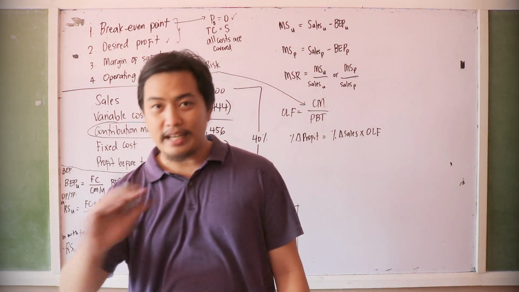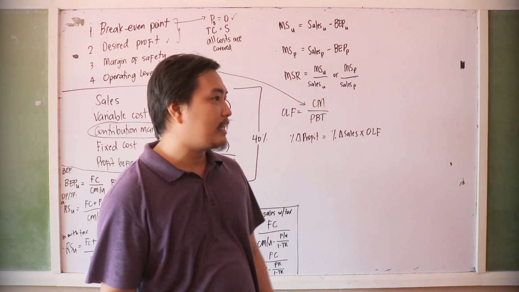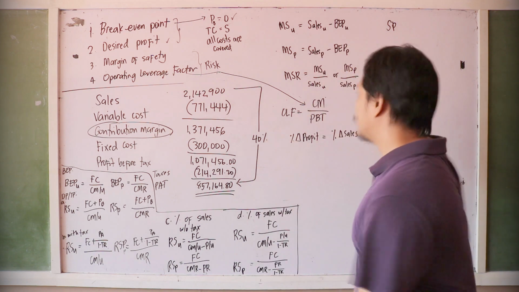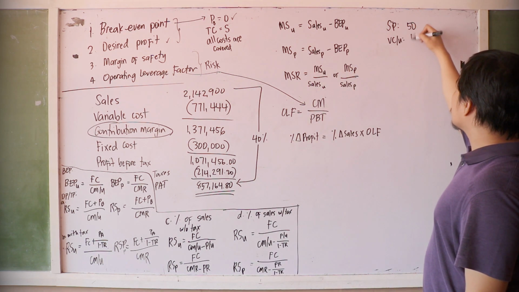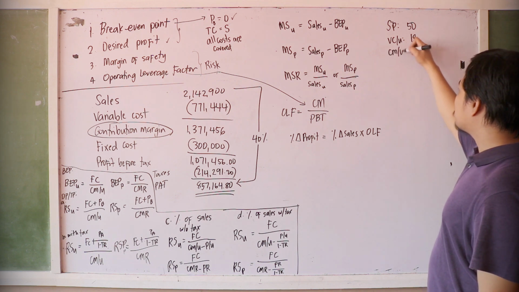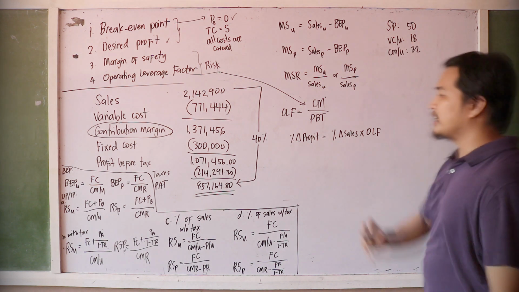Subukan natin yung kanina, no? Yung example natin kanina. Yung selling price natin is 50. Variable cost per unit is 18. So malamang ang contribution margin per unit is 32.